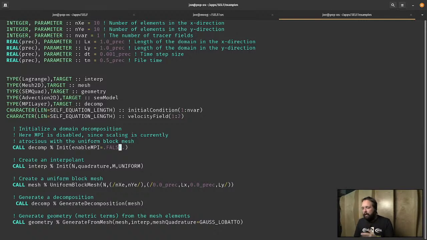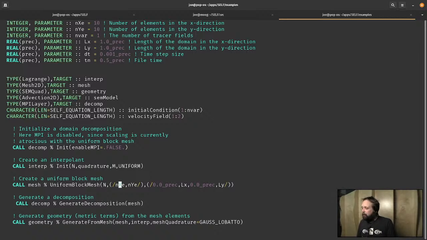But create a decomp. You can create an interpolant. There are some choices for the quadrature that are predefined. Again, documentation's coming very, very soon to tell you what all the options are. You can create a mesh. There are some inbuilt mesh generators.